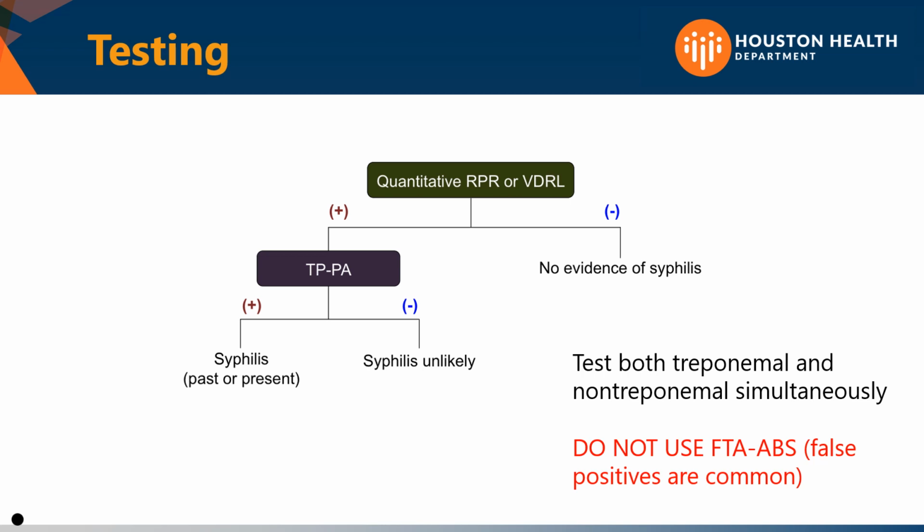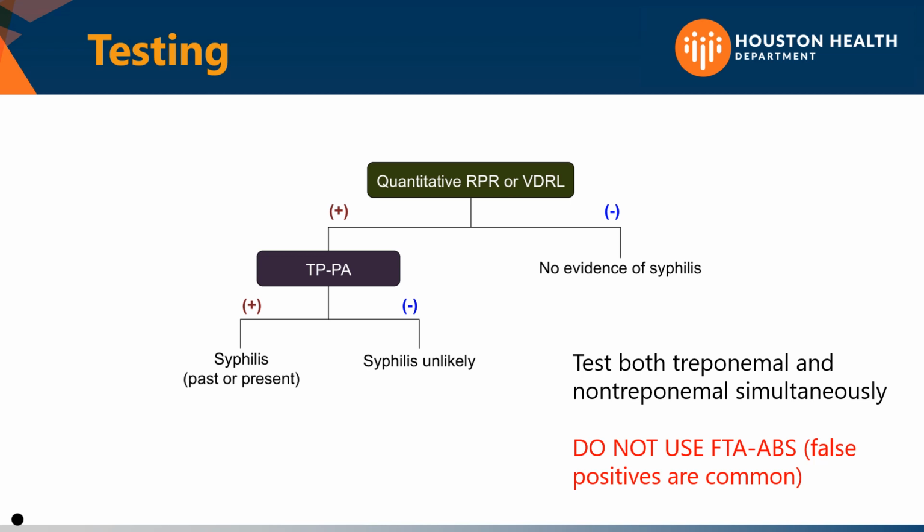If it's positive, then syphilis is basically likely. It could be any stage, past or present. Also, we are encouraging the medical provider population or community to avoid using FDA ABS. Why is this? Because we have found that FDA ABS gives a lot of false positives, and these patients are diagnosed with an infection they don't actually have. Therefore I'm going to explain to you why it's very common to see that they come back positive.